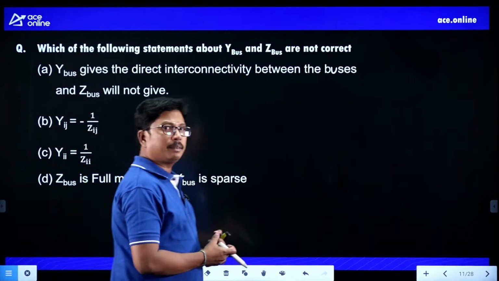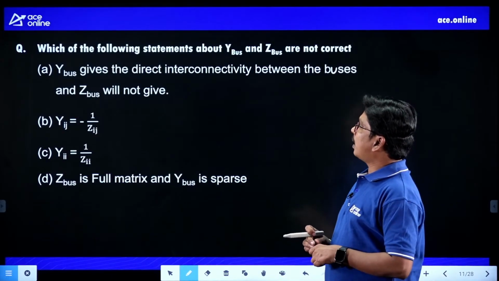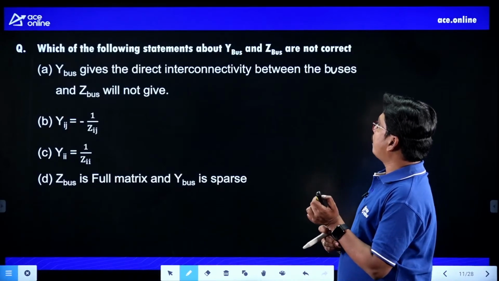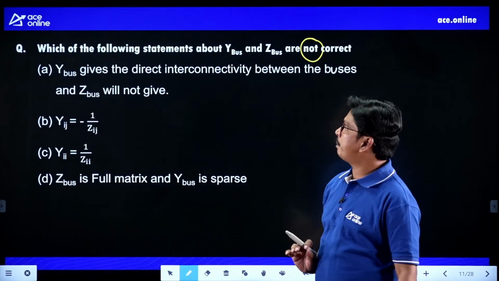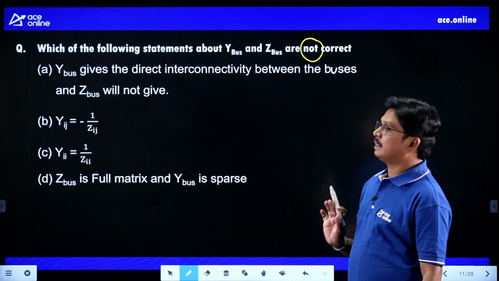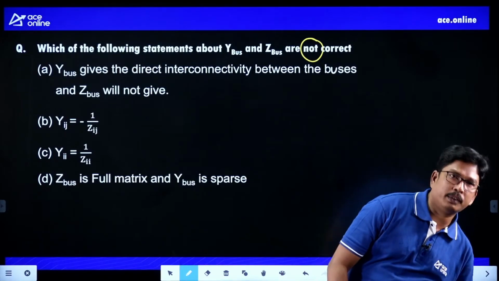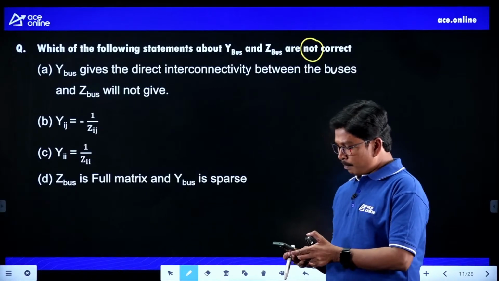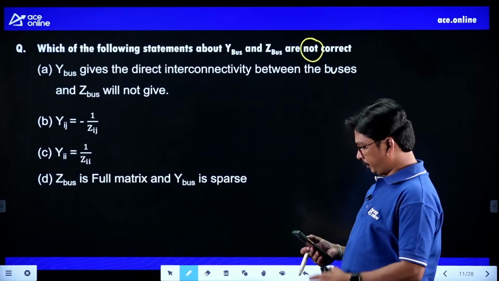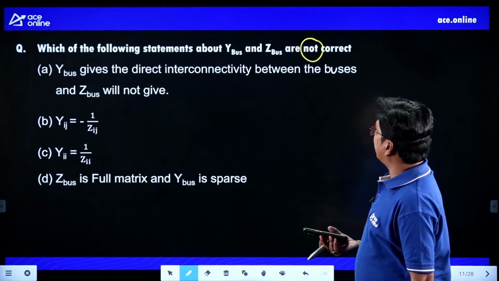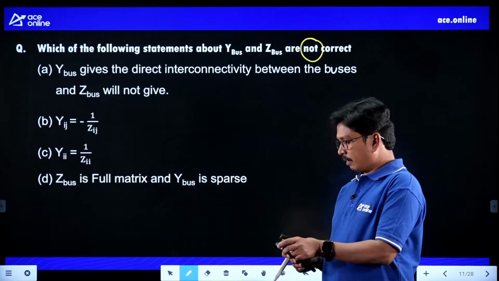This question is based on the bus admittance matrix and bus impedance matrix. Which of the following statements about Y bus and Z bus are not correct? They are asking which are not correct. Try to give the answer. The first statement: Y bus gives the direct interconnectivity between the buses, and Z bus will not give.